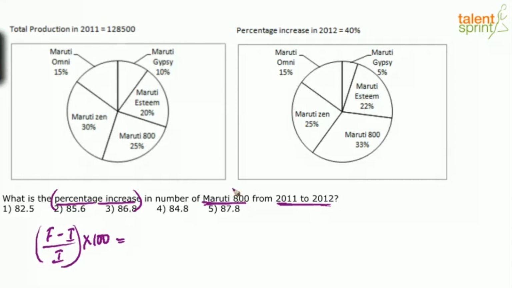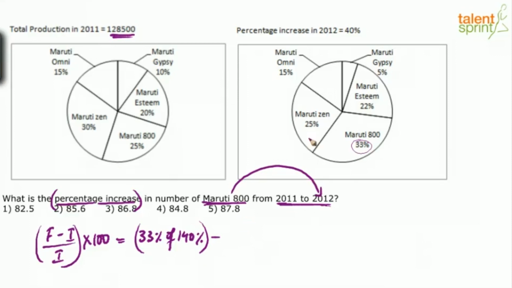Now what is the final value? Maruti 800 in 2012. How many were Maruti 800 in 2012? 33% of 140%. You getting it? Minus initial value. Again, we are doing it in a smart way directly. You know that in case of percentages, that 1,28,500 in the numerator and denominator will get cancelled. So don't waste your time in writing all that. We have already discussed this in the first question. Do not write 33% of, 140% of, 1,28,500 because anyway we are going to cancel it.